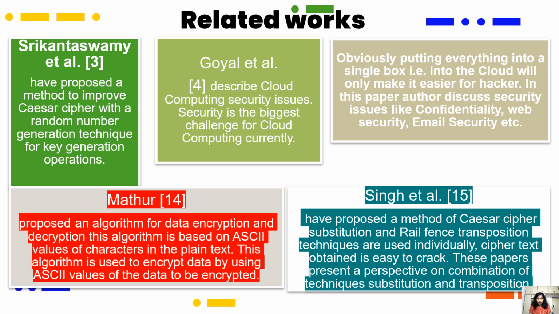Marston has proposed an algorithm for data encryption and decryption. This algorithm is based on ASCII values of the characters in the plain text. So each alphabet will have some ASCII value. They are talking about that, and this algorithm is used to encrypt data using the ASCII values of the data to be encrypted. Singh has proposed a method of Kaiser cipher substitution and reinforced transposition techniques.